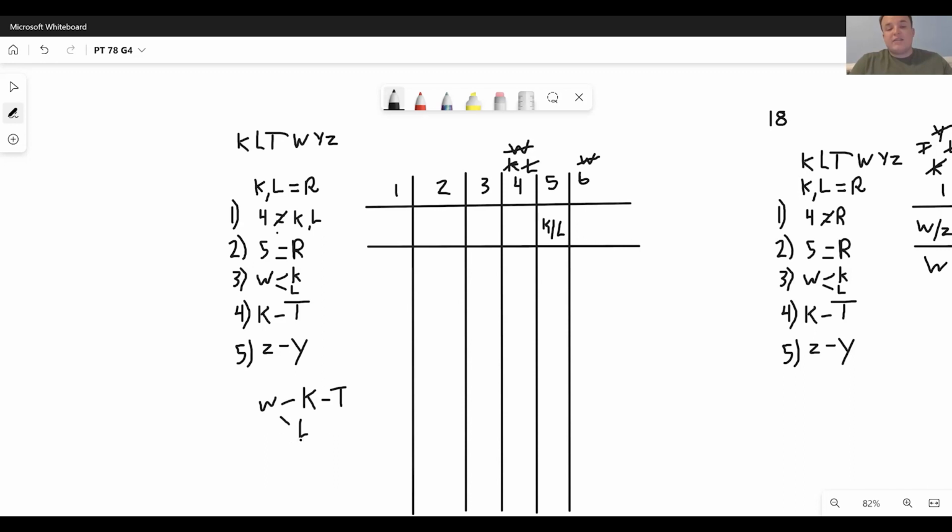Because W has to have a K, T, and L after it. And if W comes 4th, one of those variables won't be after it, right? Hopefully that makes sense to everybody as far as why W can't be 4th.